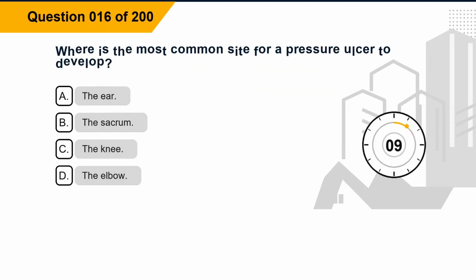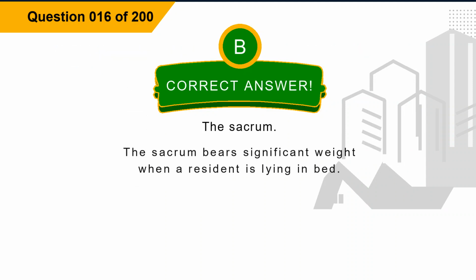Question 16. Where is the most common site for a pressure ulcer to develop? Option A, the ear. Option B, the sacrum. Option C, the knee. Option D, the elbow. The correct answer is option B, the sacrum. Explanation. The sacrum bears significant weight when a resident is lying in bed.